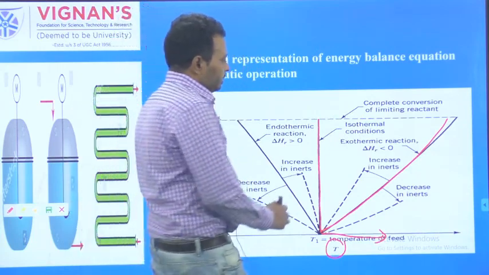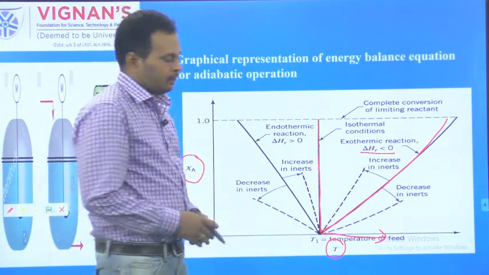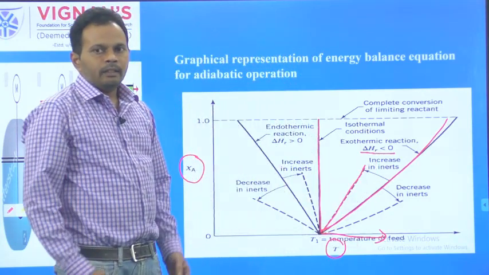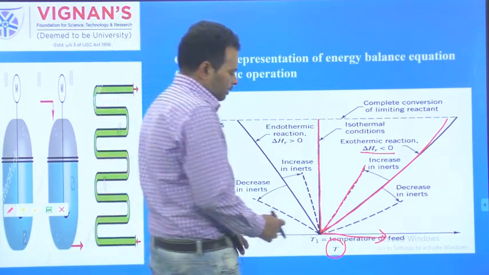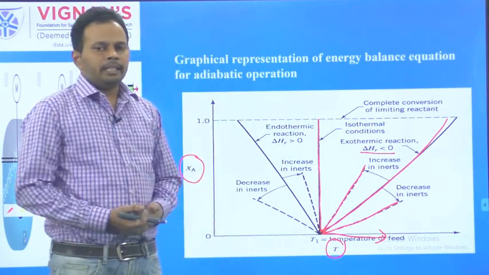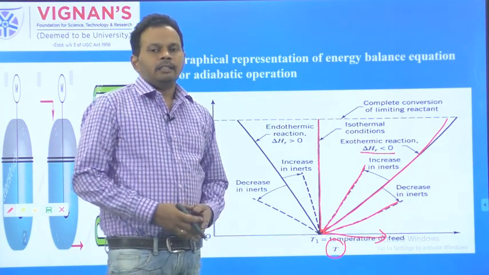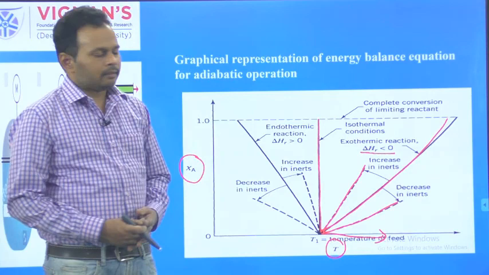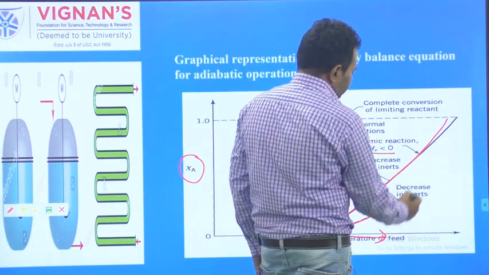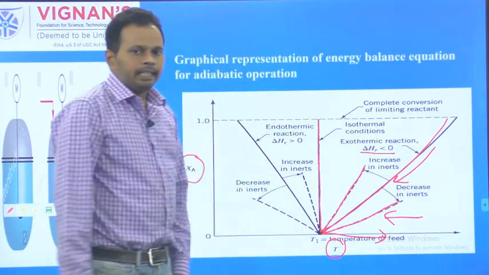For an exothermic reaction, del HR is negative, del HR is less than 0. For the same exothermic reaction, when you increase the concentration of the catalyst, again the conversion rises to somewhat higher values. When you decrease the concentration of the catalyst or inert, the curve falls below the actual curve. So for an exothermic reaction, when you increase the temperature, the conversion rises; when you increase the concentration of the catalyst, the conversion rises; when you decrease the concentration of the catalyst, the conversion slightly reduces. But when you decrease the temperature, the conversion is falling backwards.